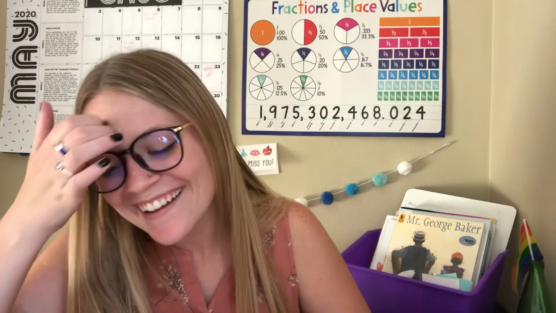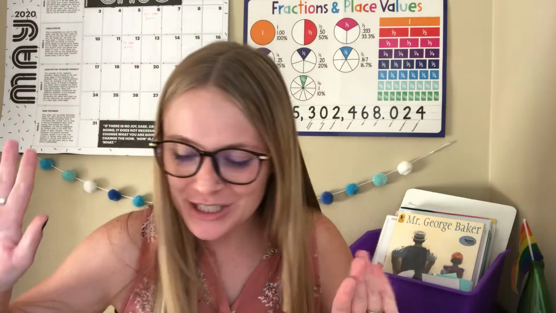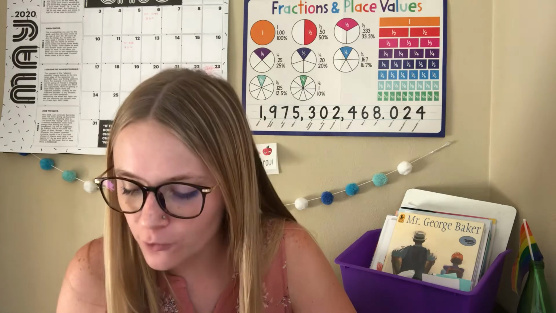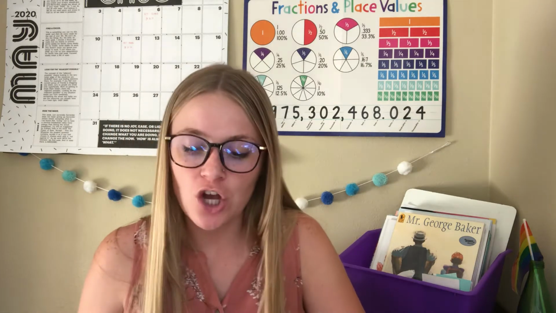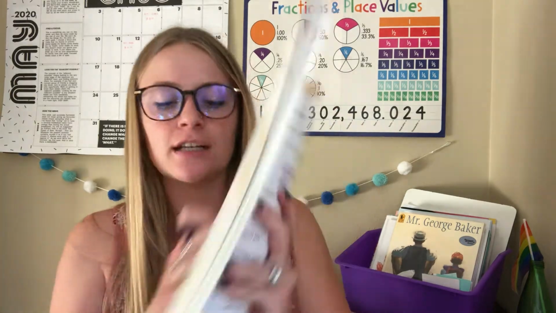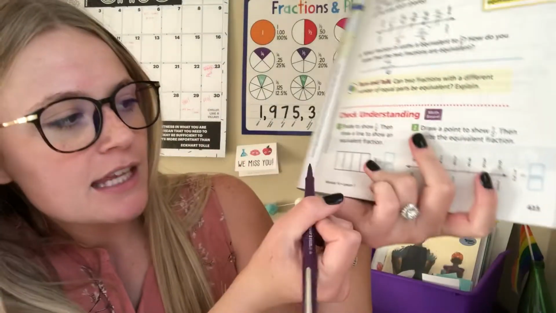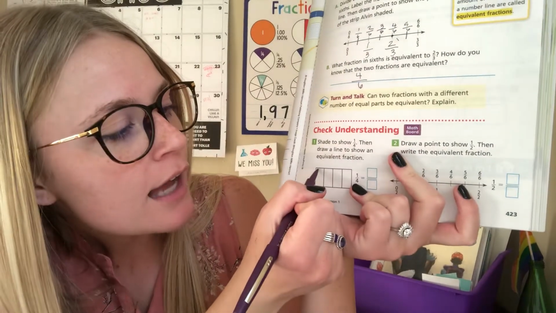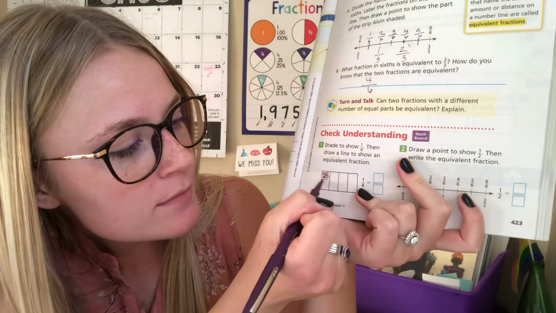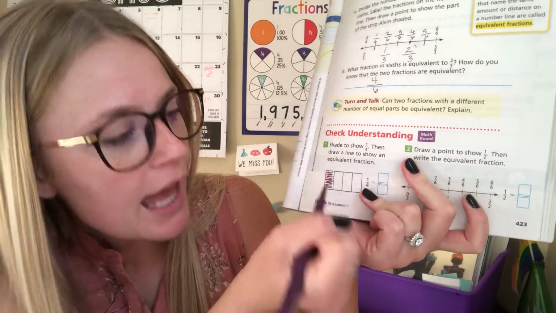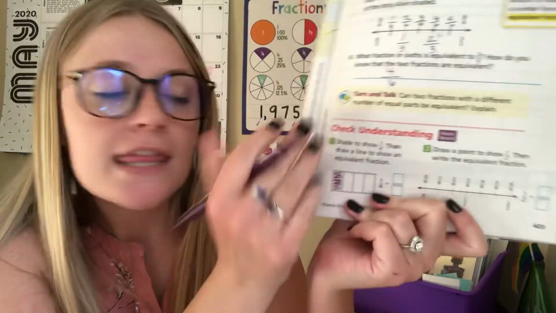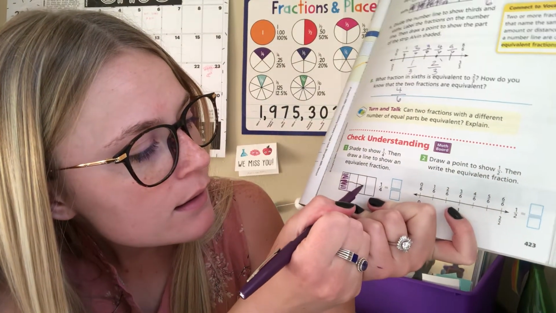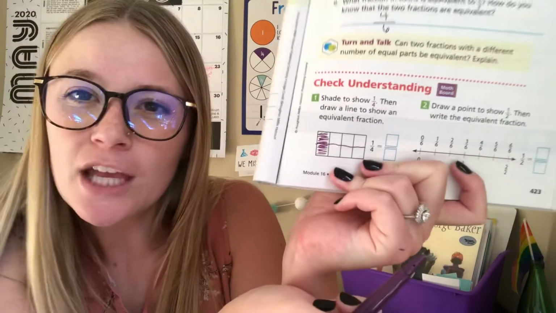Okay, so let's check the check understanding. Number 1 says, shade to show 1/4, then draw a line to show an equivalent fraction. So I'm going to take this. It already did 4 pieces for me. That was so nice. I'm going to shade one of them. Okay, and that's going to be 1/4. Then I'm going to draw a line just in half right here to make a new fraction.